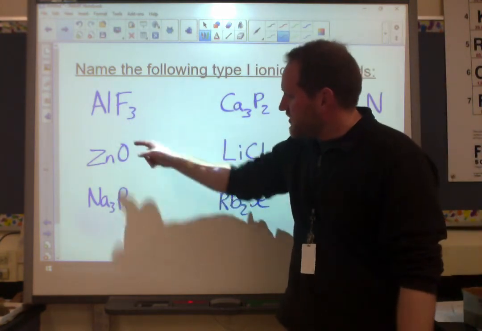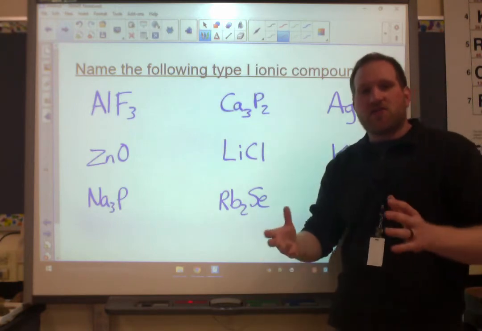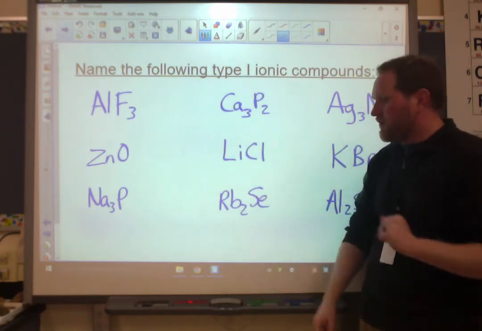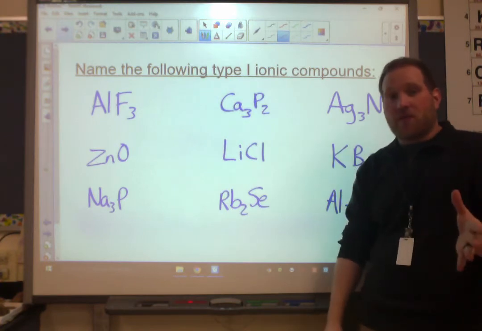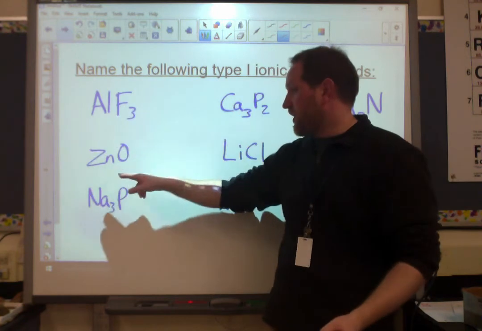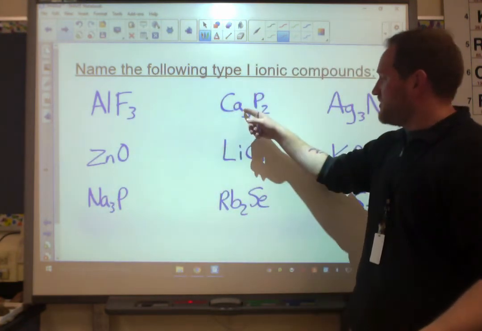Aluminum fluoride, zinc oxide, sodium phosphide, calcium phosphide. See what I mean? It doesn't actually matter how many there are. As long as they're type 1, you can just name them like this. And how do I know they're type 1? Because I know that aluminum has a known charge, 3+. Zinc has a known charge, 2+. Sodium is +. Calcium is 2+.